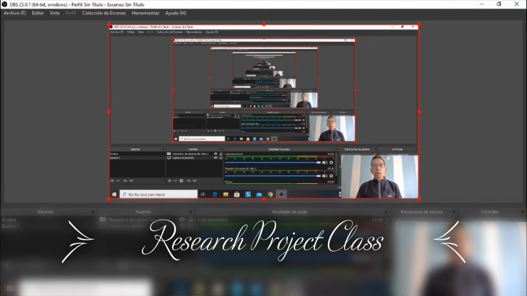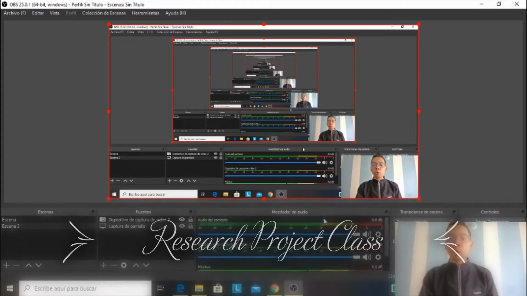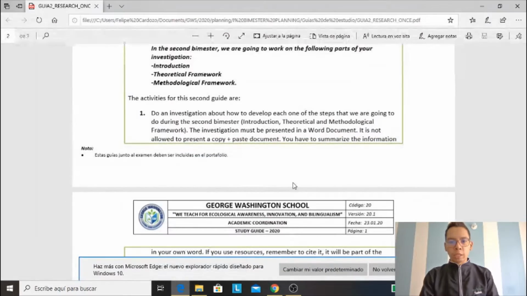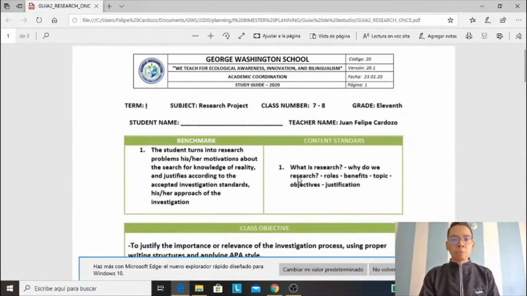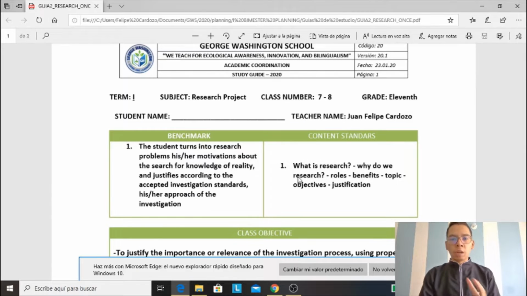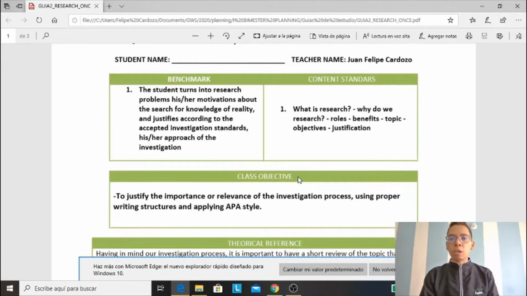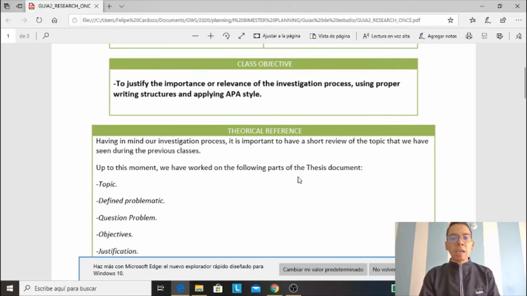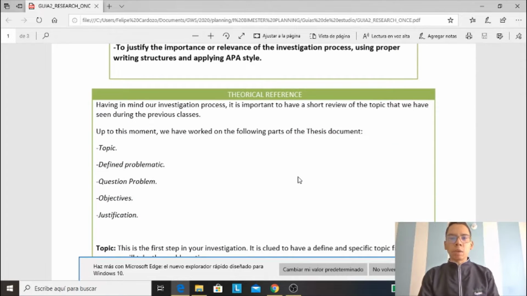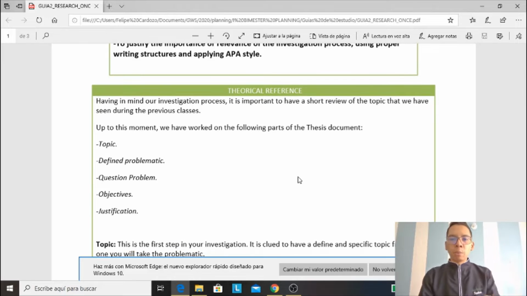Hello again, everyone. Here we have the explanation of our study guide number 2 for research project. Here we have the activity number 2, which is the same benchmark, content, and class objective. As you can see, as in the previous study guide, we have all the information. I left the theoretical reference for you to keep practicing on this important information.